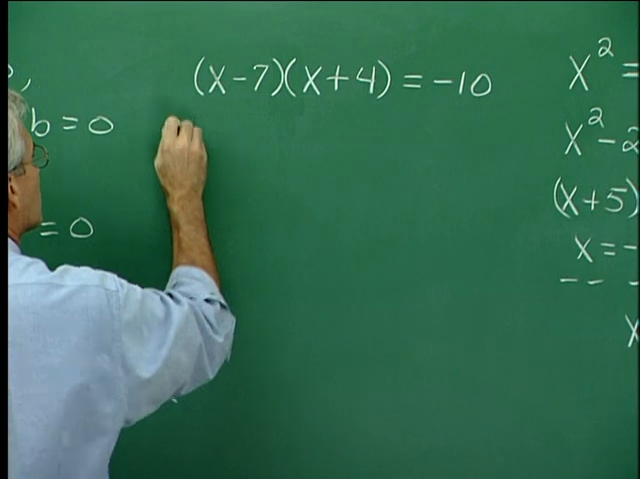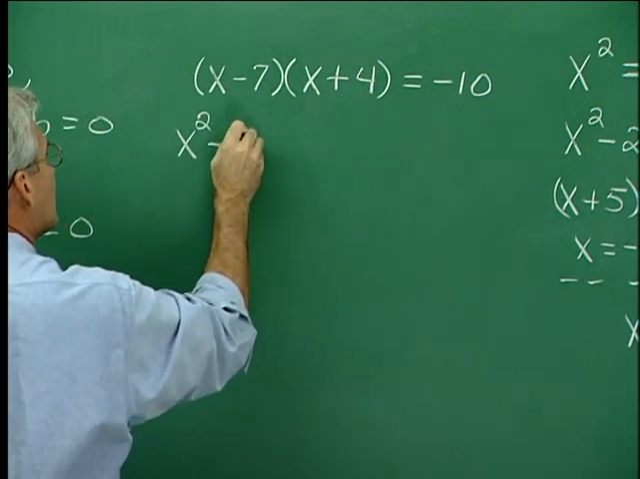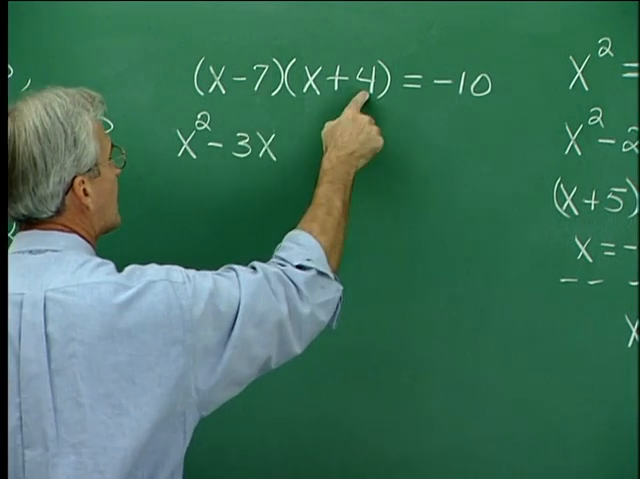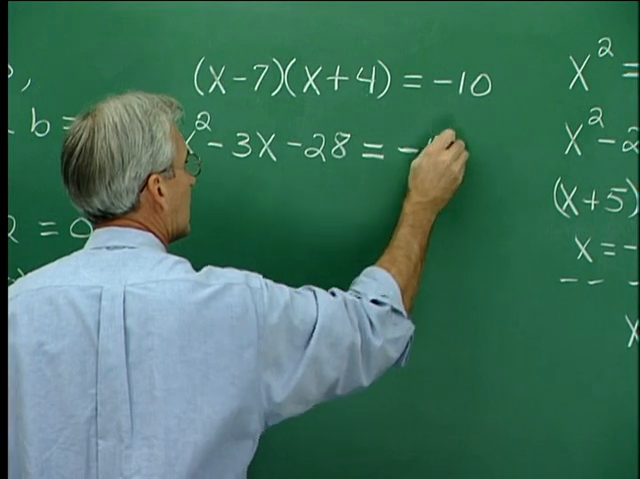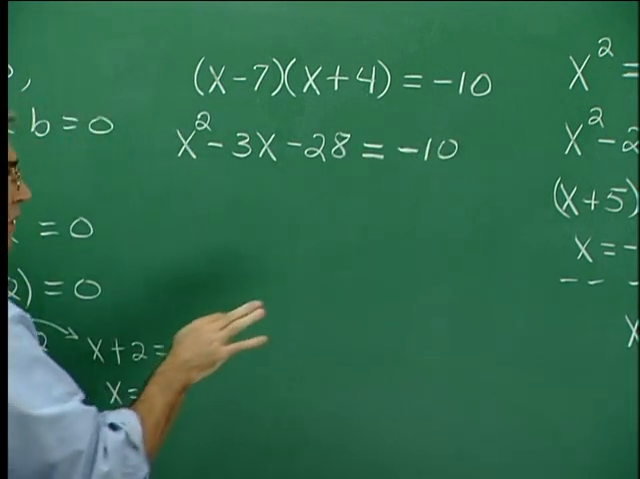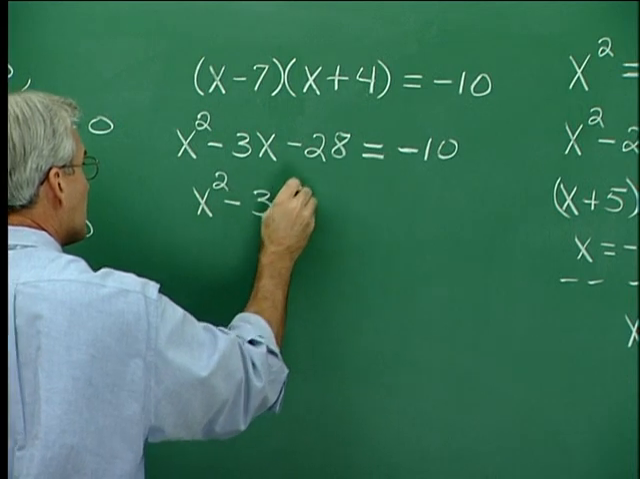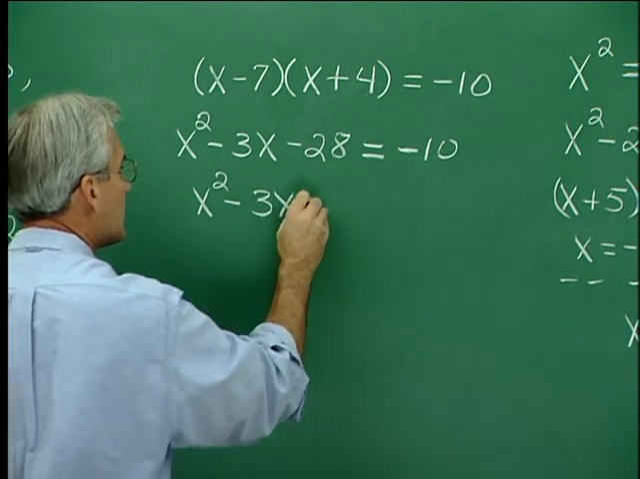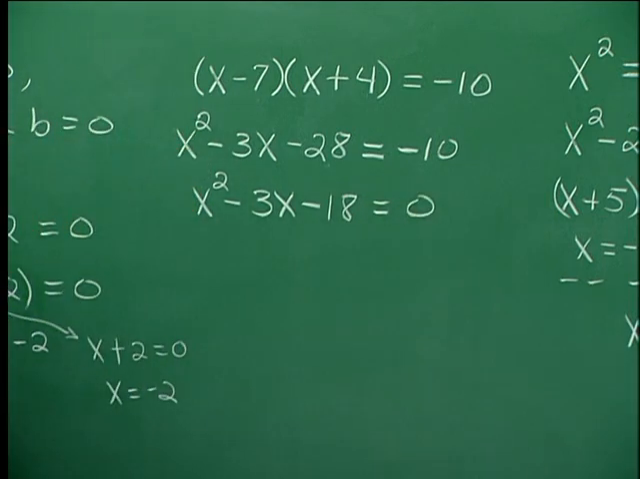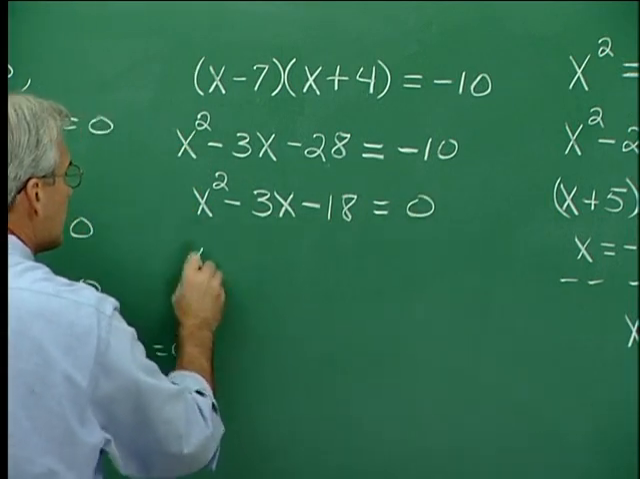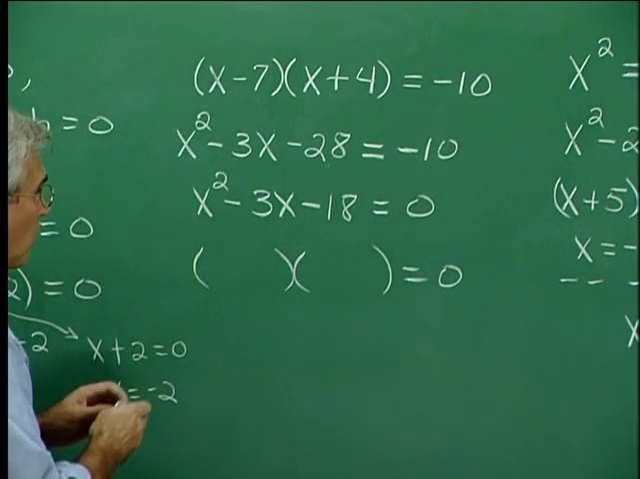I'm multiplying here, so we have x squared. The middle term, -7x plus 4x, that's -3x. And then -7 times 4 is -28. And now I'd like to get rid of that -10, so I'll add 10 on both sides. Now, in the interest of time, and because it's so easy to do so, adding 10 here gives me -18. I'm going to just do that in one step. Now I can go to the factored form here, and I'll have the form that I'm looking for.